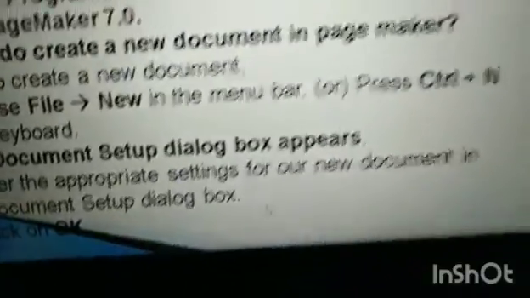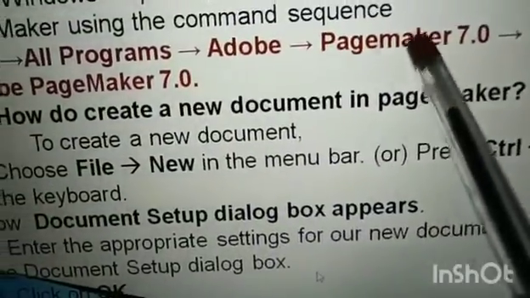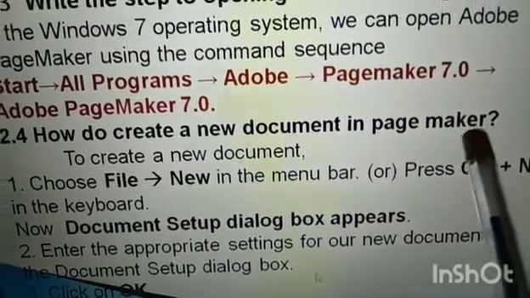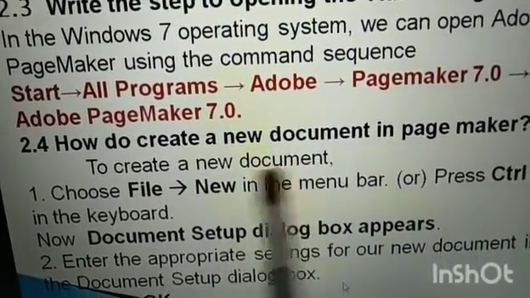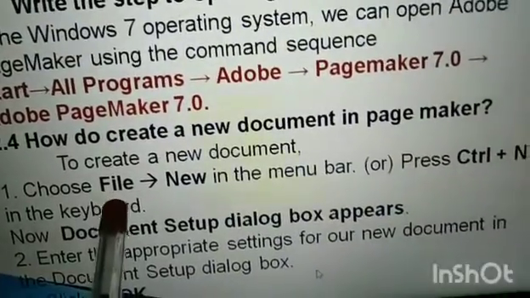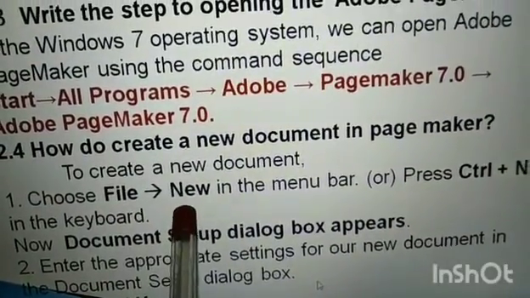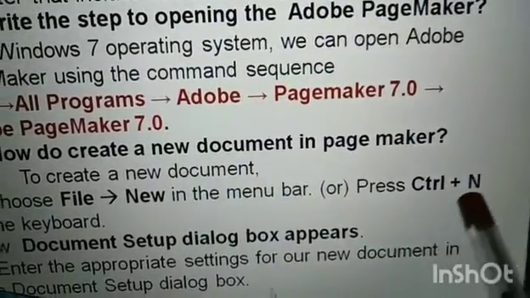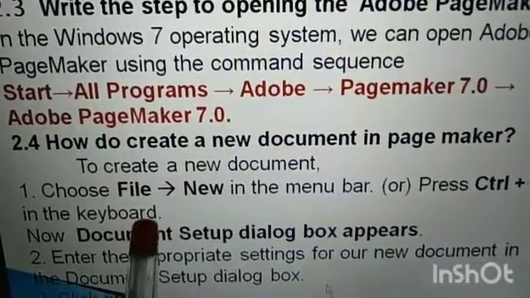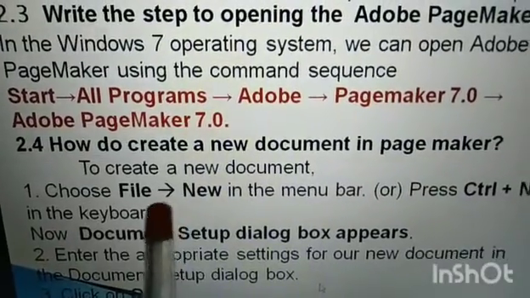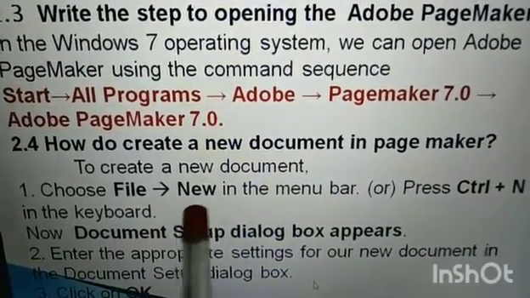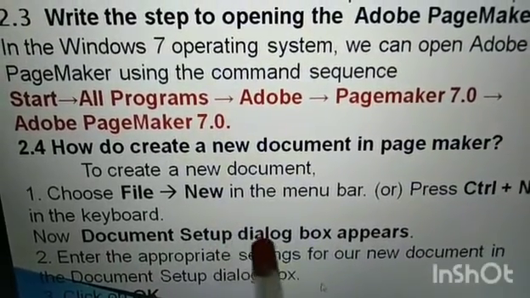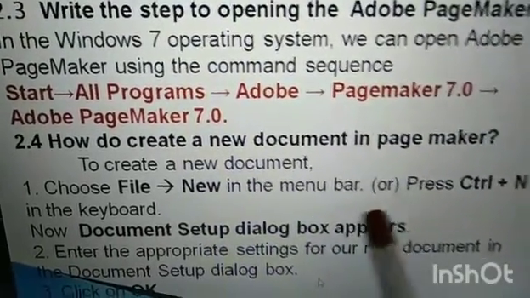After you open the Adobe PageMaker window, first you have to create a new document in PageMaker. If you want to create a new document, choose the File menu and the New command in the menu bar. Otherwise, use the shortcut key Ctrl+N on the keyboard. If you press File and New, a document setup dialog box appears on your screen.